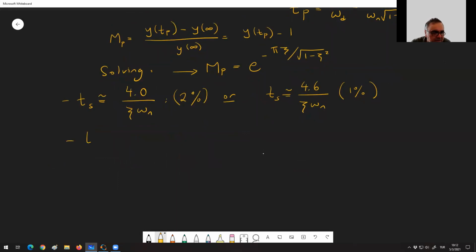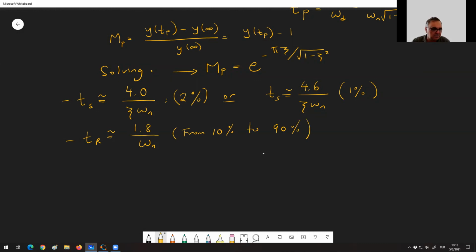And finally, the rise time. This is kind of empirical. This will be 1.8 divided by omega n. The rise time is from 10% of the steady state to 90%.